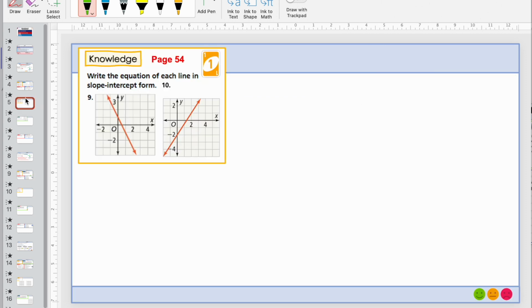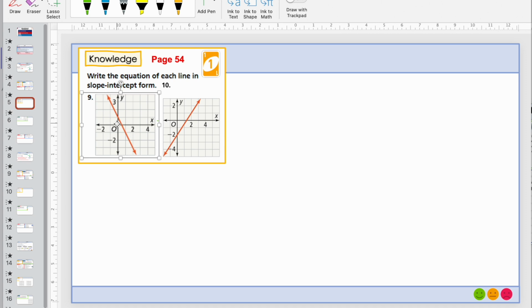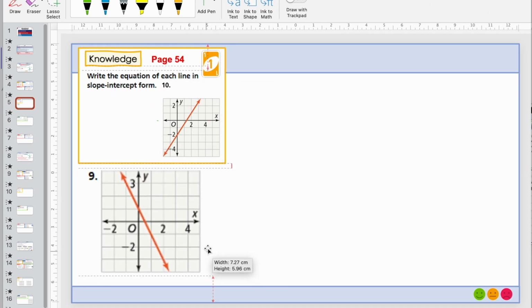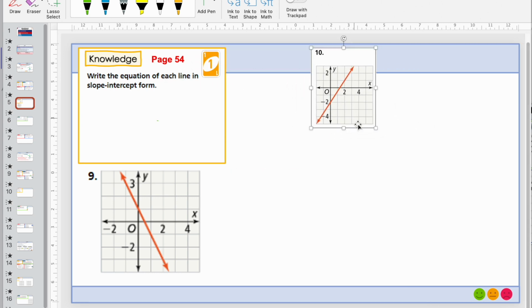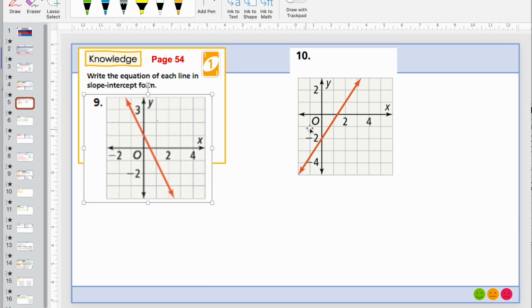So let's start with the first idea. I'm gonna give you a graph and find for me the equation of the line of that graph. Let's start with this one. So I have two graphs. This is the first one, this is the second one.